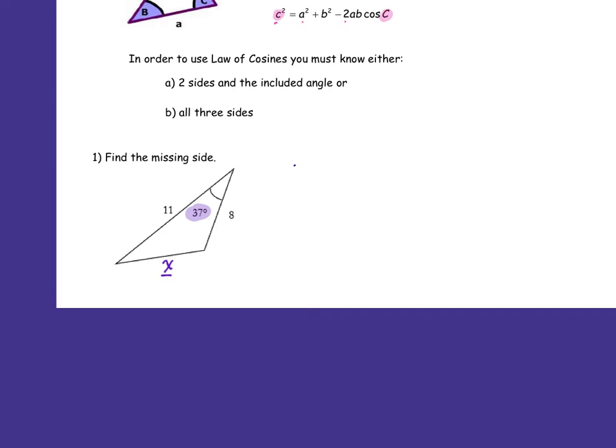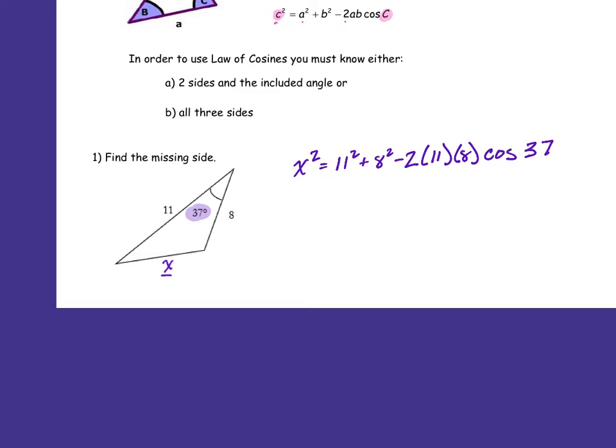So here I go. It would be x squared is going to equal the two other sides squared, 11 squared plus 8 squared, minus 2 times those two sides, times 11 times 8, times the cosine of the angle opposite the side I'm looking for. So I'm looking for side x, so it would be cosine of 37.